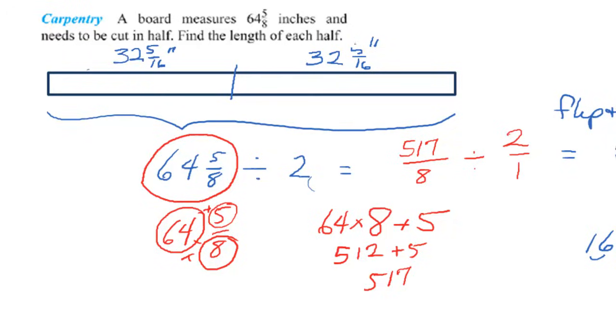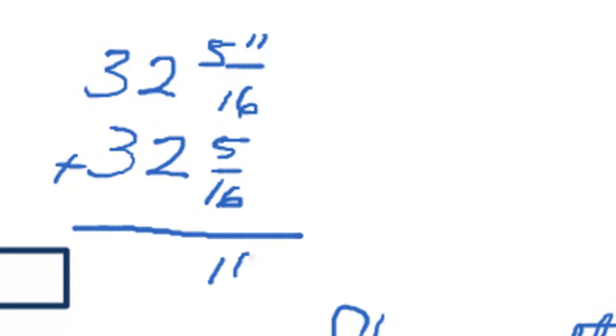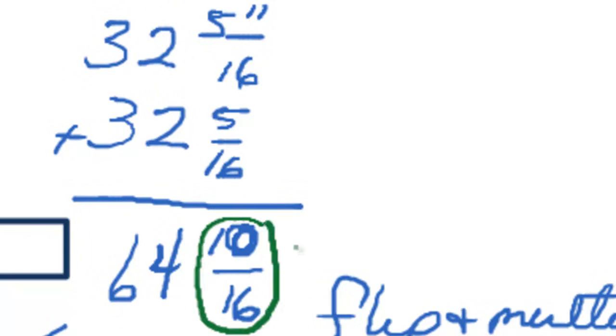Easy to check, isn't it? Because if we add these two, we should get our original 64 5/8. So let's see if it does. And it's easy to add these two because they already have a common denominator. So we have here 10 over 16, and here we have 64. And of course 10 over 16 reduces to 5/8 because they're both even. So that checks.